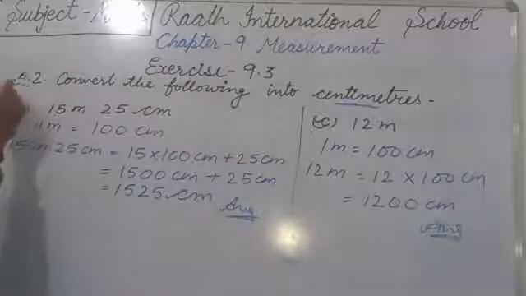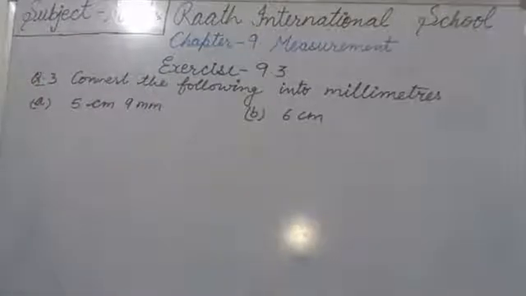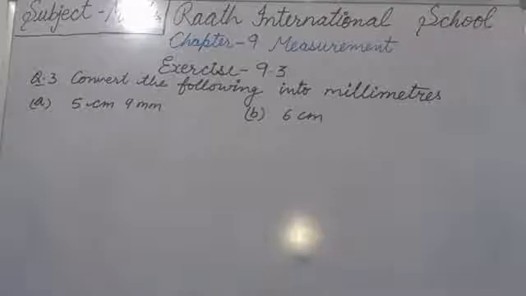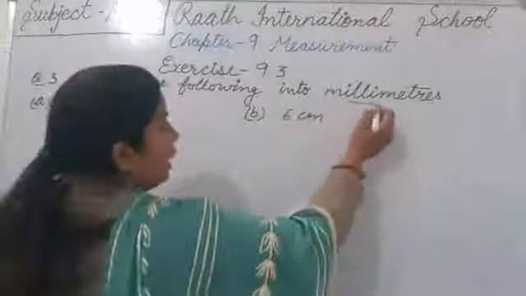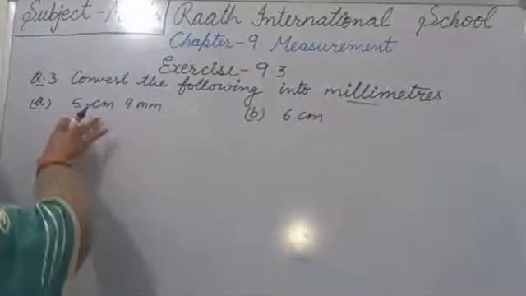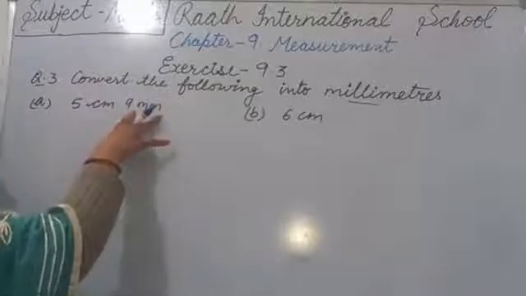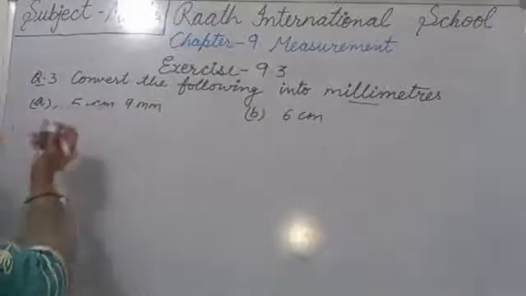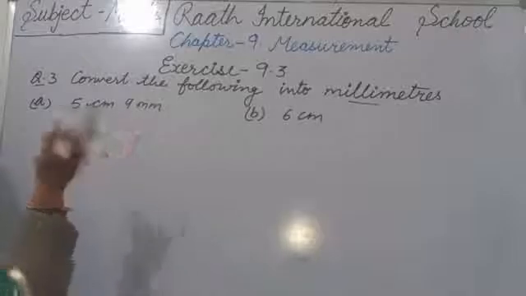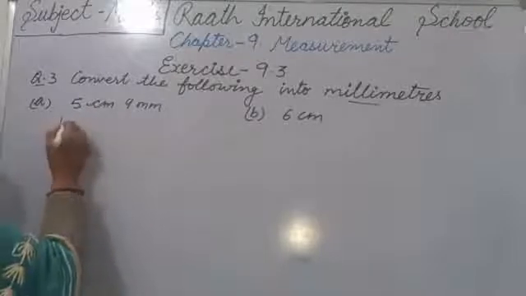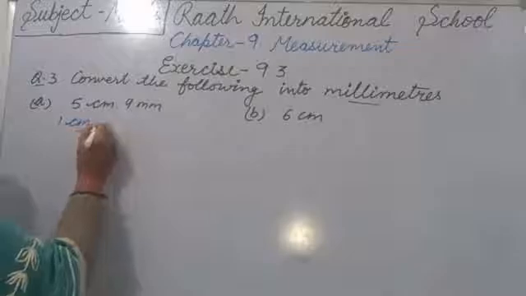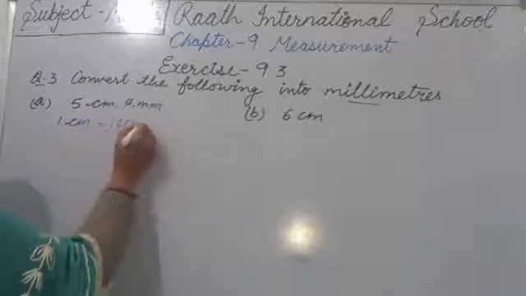Now question number 3. Convert the following into millimeters. You have to convert into millimeters. Clear? And here is given centimeter. A part is there, 5 centimeter 9 millimeter. So first of all, as we know, 1 centimeter equals 10 millimeter. So we write here 1 centimeter equals to 10 millimeter.